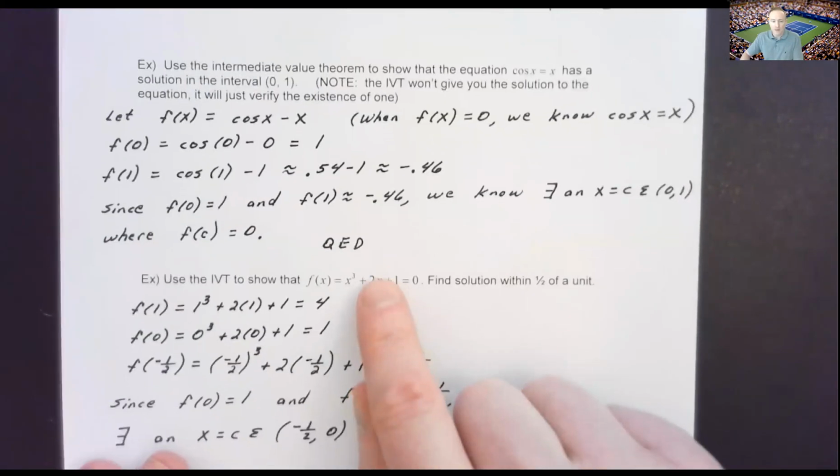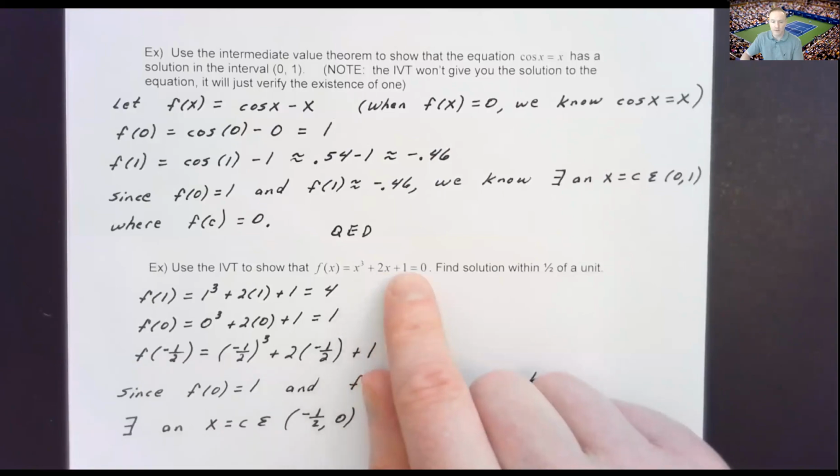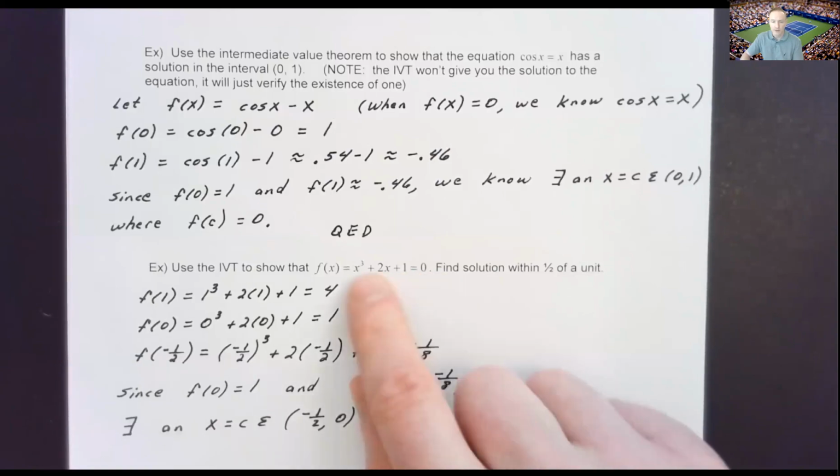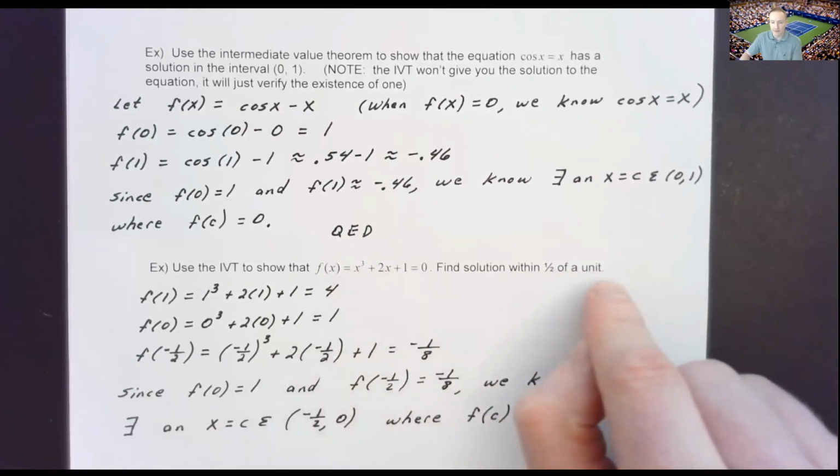Similarly, look at this next problem I have here with a cubic equation that is certainly not factorable: x cubed plus 2x plus 1 is set equal to 0. So I can say, well, the left-hand side is prime. Does that mean it doesn't have a solution? Nope, it doesn't mean that. It just means that any solutions it has will probably be irrational solutions. Now, I'm asking you to find the solution within 1/2 of a unit.